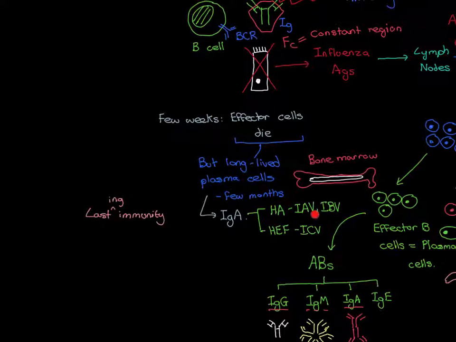So, if we're talking about influenza A virus, we know that there are 16 different serotypes of hemagglutinin molecule. So, what will happen is for a few months you will be protected against all of the strains of influenza A virus that have the same hemagglutinin serotype as the influenza virus strain that infected you originally. For influenza B virus, we know that there is only one hemagglutinin serotype there. So what will happen is you will get immunity against all, or at least most of them.